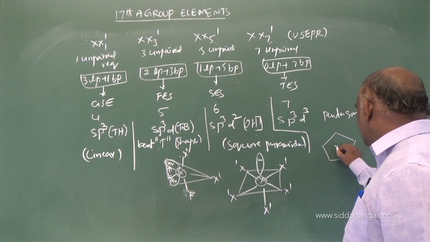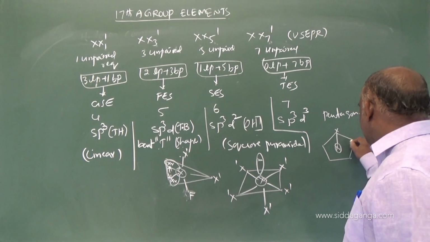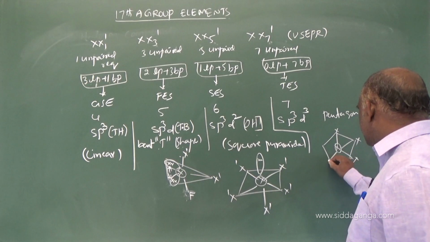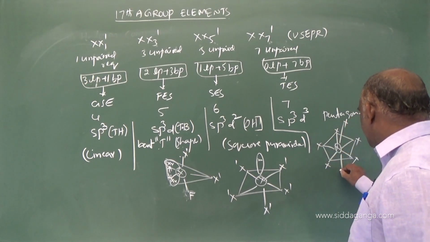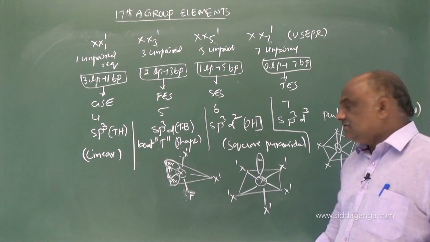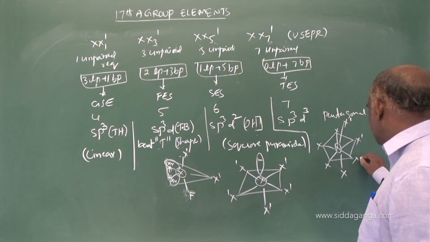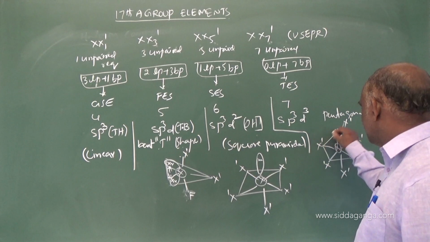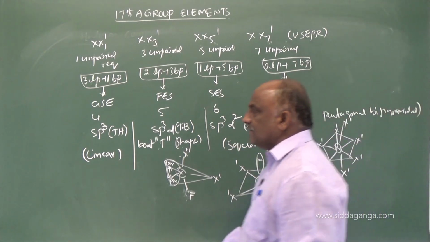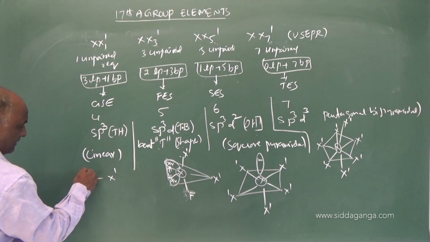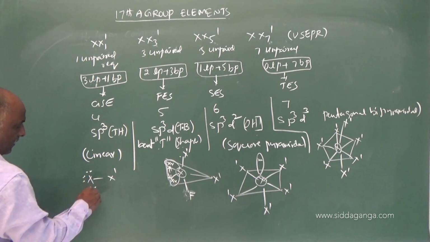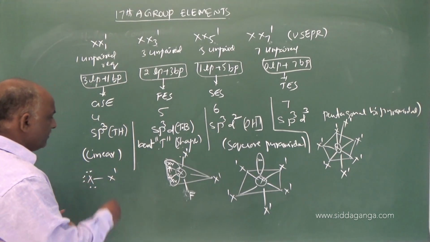After drawing the pentagon, here is X. While coming to the X, so this is not X. Sorry, my dear students, sorry, X dash. These all are X dash. So it is pentagonal. While coming to the other one, it is X dash with how many lone pairs? Three lone pairs. Regular tetrahedral geometry, it is said to be linear.